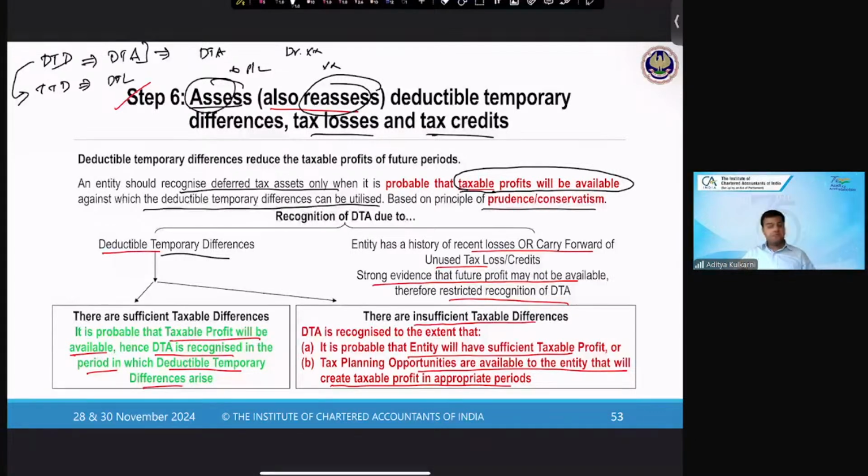Yes, sir. And if there are insufficient taxable differences, recognize DTA to the extent that the entity will have sufficient taxable profit, or tax planning opportunities are available that will create taxable profits in appropriate periods. Are you able to follow?